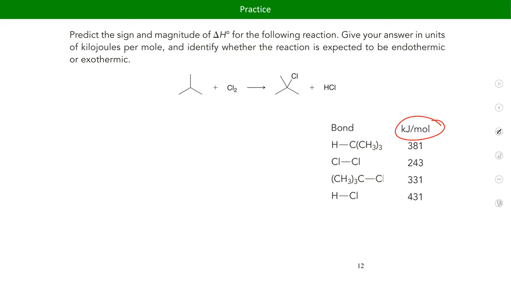So all we need to do is sum up all the bonds that we're breaking and all the bonds that we're forming. And we just need to keep track of the bonds that are breaking, that's energy I'm putting into it, so those are positive numbers. Bonds that I'm forming, that's the energy I'm going to get out of it, so those are negative numbers. So it's the bonds broken minus the bonds formed, if they're all written as positive numbers, which they usually are. Bonds broken minus bonds formed.